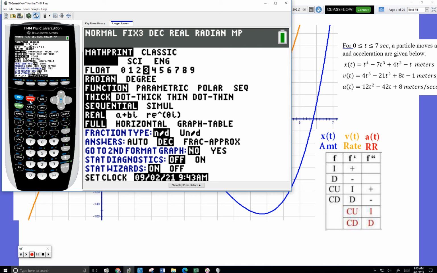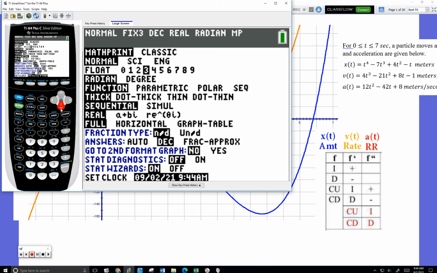So just set the calculator to 3 decimals. So that's like here. I'll do it for the video people. You go down to float, then you move over to the third box, press enter. Now it's set. Make sure you're also in radian mode. That's that one right there that's flashing. So make sure you're in radian mode.